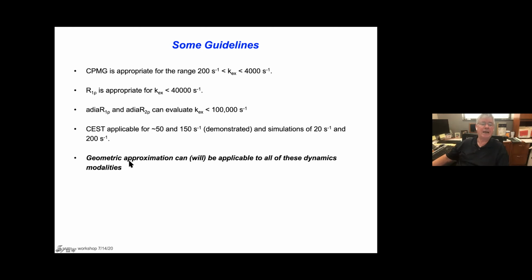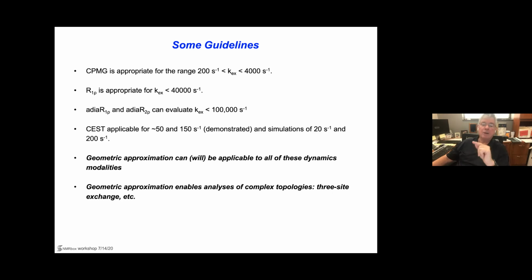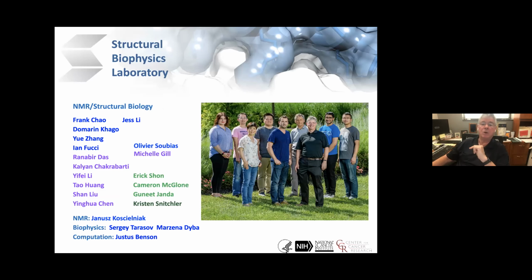Frank's going to tell you about how we do the analysis of the adiabatic experiments, but this is a critical part. This is applicable to all of these timescales, from the slow range, this part of the CEST range, all the way up to these very fast ranges. And it also gives you the ability to analyze complex topologies, such as three-site exchange, et cetera. Remember, I said the path for those track runners was tortuous, but it was well-defined. And if it's well-defined, that gives you a path to understanding what goes on.